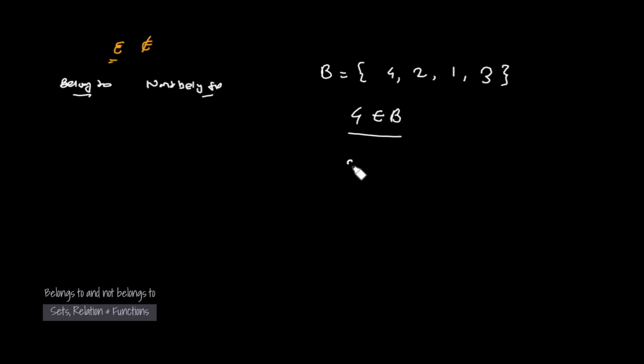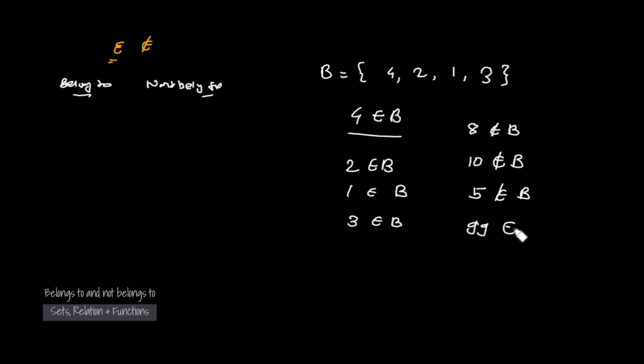Like that, 2 belongs to the set B, 1 also belongs to the set B, 3 also belongs to the set B. But 8 does not belong to the set B. 10 does not belong to the set B. 5 does not belong to the set B. 99 does not belong to the set B, like this. There is a belongs to symbol and a not belongs to symbol. It is the epsilon, a Greek letter that we know. So that Greek symbol epsilon is used to represent whether an element is belonging to that particular set or not.